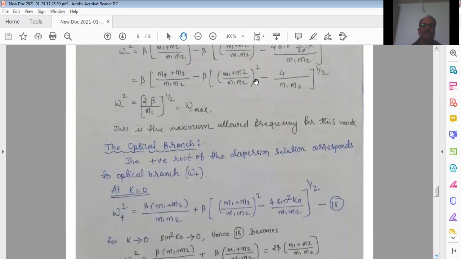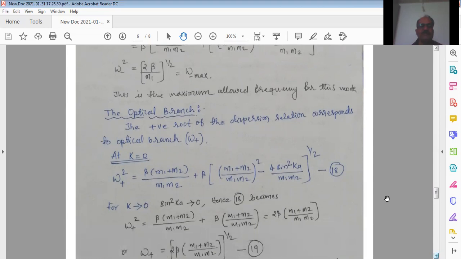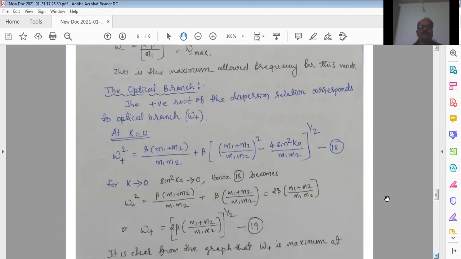So this is about the acoustical branch. Now I will see the optical branch. What happens to the optical branch at k equal to 0 and k equal to π/2a? The positive root of the dispersion relation corresponds to the optical branch, omega plus. At k equal to 0, you work out the same conditions. Here only the plus comes, everything else remains the same.